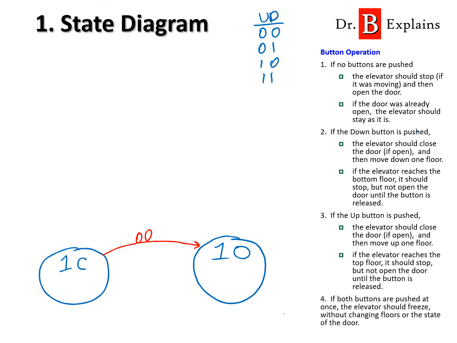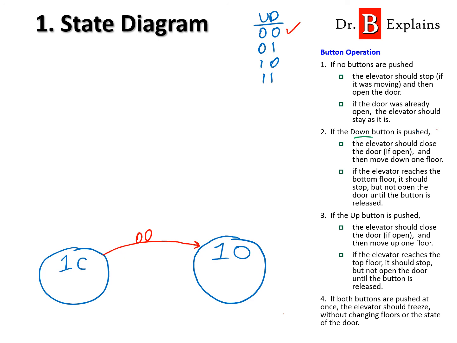Now that's for this one. Now 0, 1. That means that we're pressing the D button, the down button. So down button, let's do that green, down button. The elevator should close if the door was open, and then move down 1 floor. But we are already in the first floor.